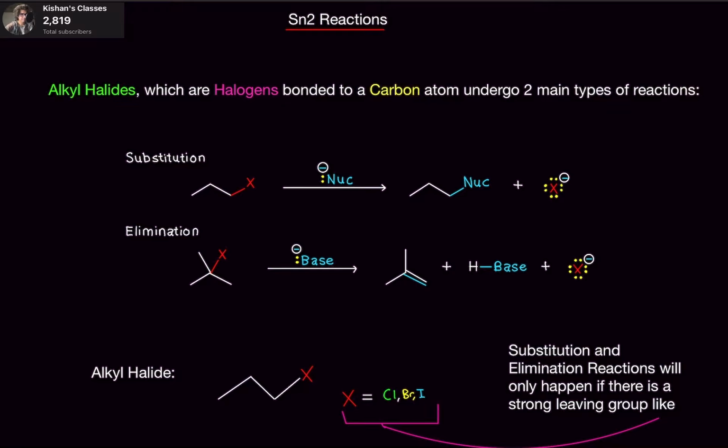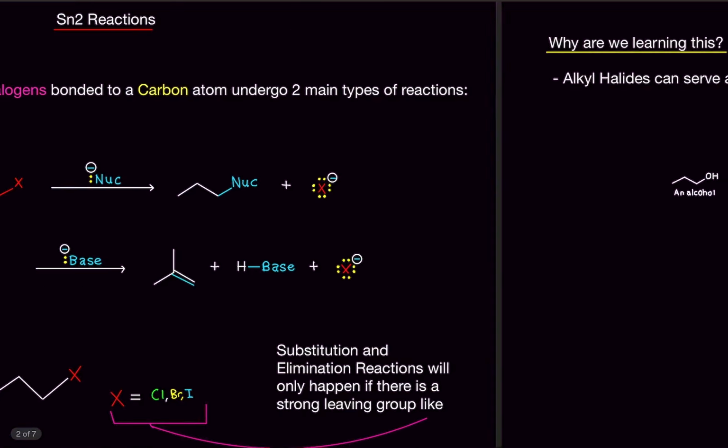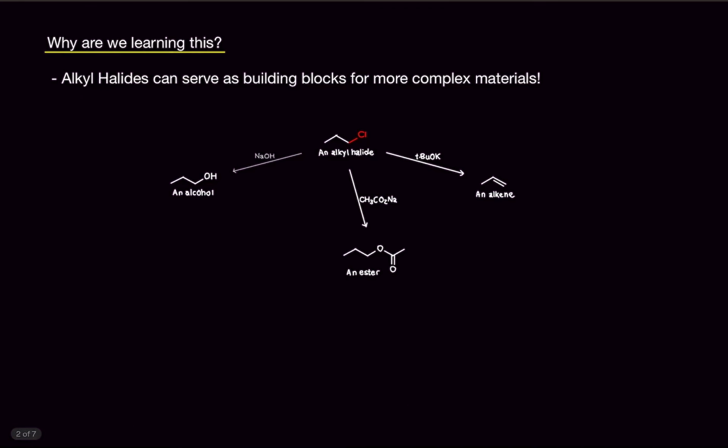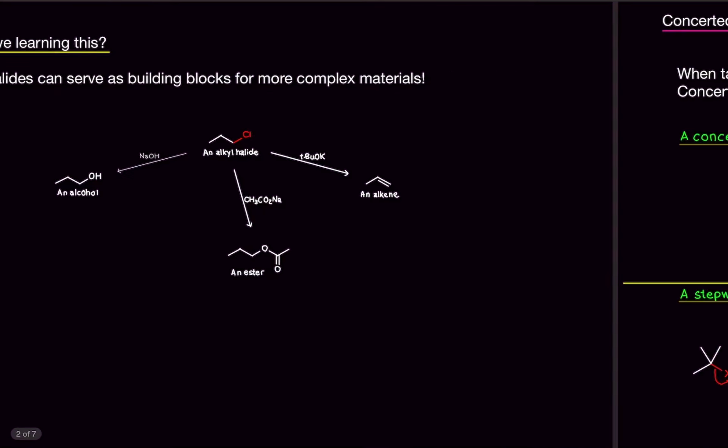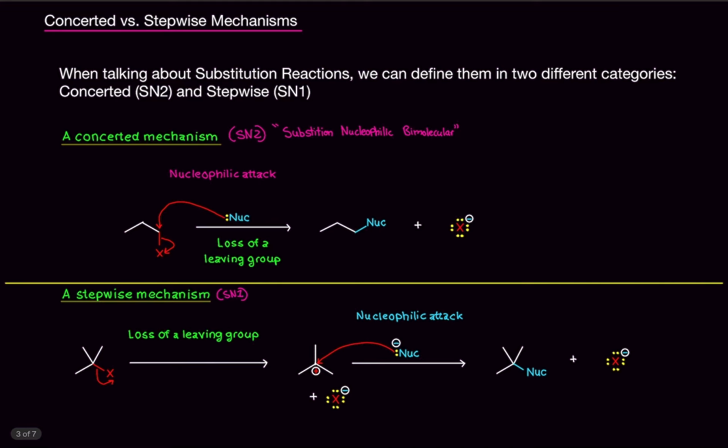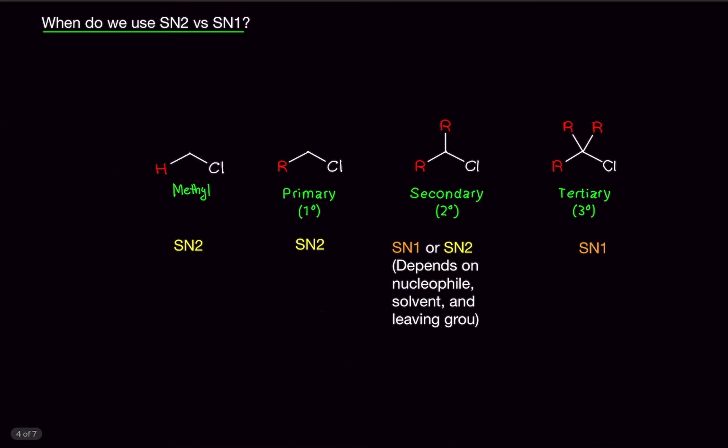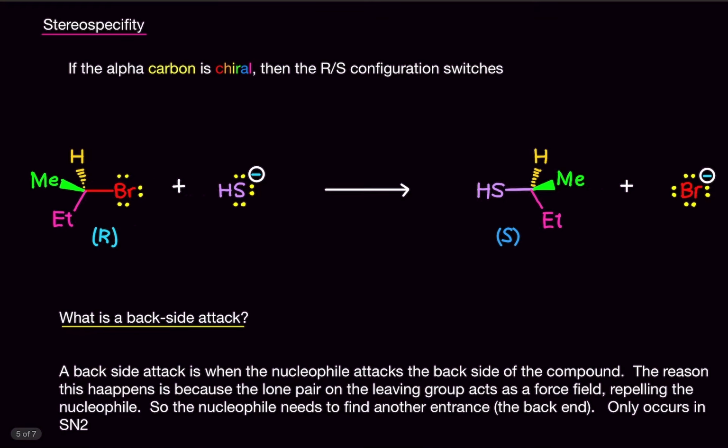So here's what we're going to do. First, I'm going to talk about alkyl halides and what they are. Then I'm going to explain why we're learning this and how this relates to SN2 reactions and SN1 reactions. Then we're going to compare them. What are SN1 and SN2 reactions? Then I'm going to tell you a trick to figuring out when to use SN2 or SN1. And then we're going to go over stereospecificity.